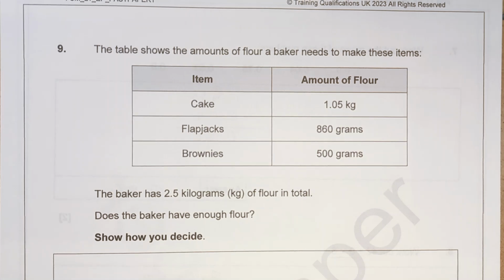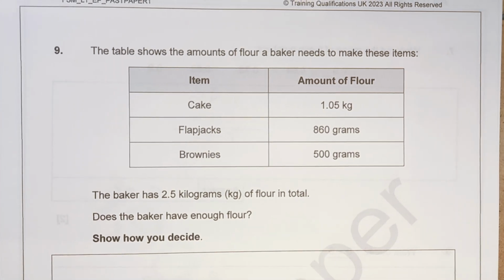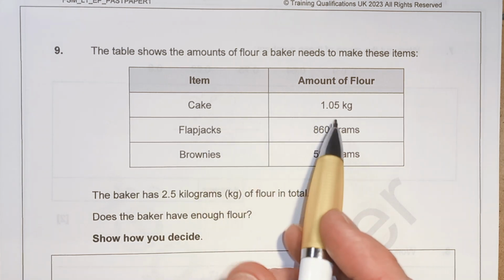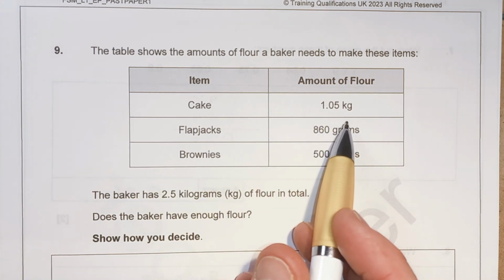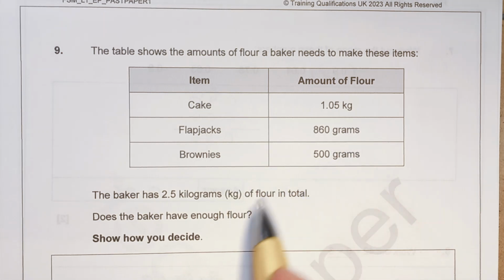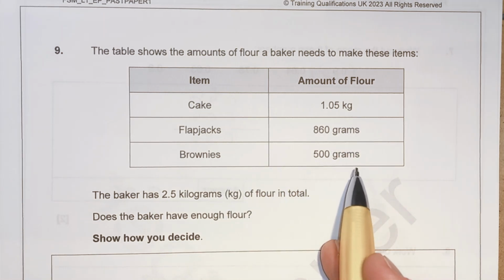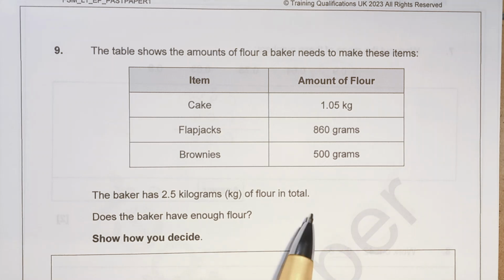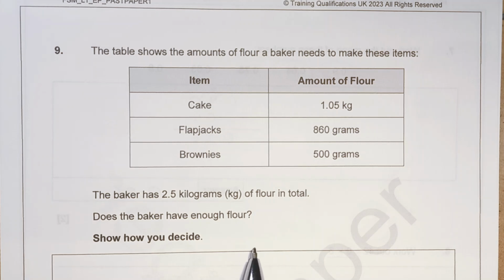Question 9. The table shows the amounts of flour a baker needs to make these items. So for a cake, they need 1.05 kilograms of flour. For flapjacks, they need 860 grams. For brownies, they need 500 grams. The baker has 2.5 kilograms of flour in total. Does the baker have enough flour?